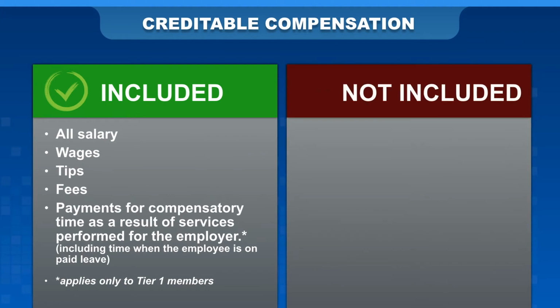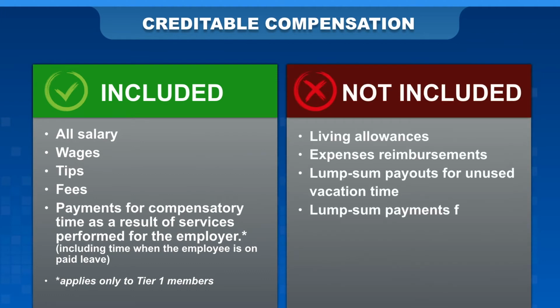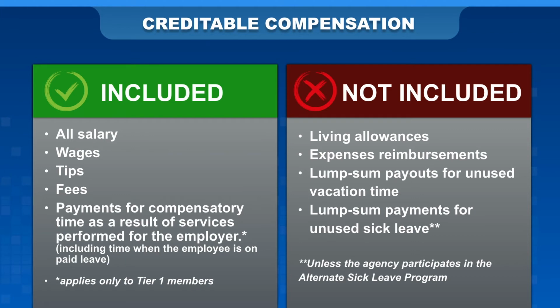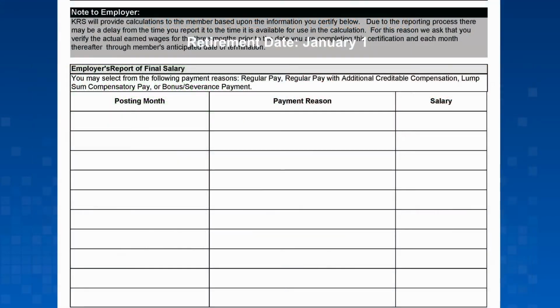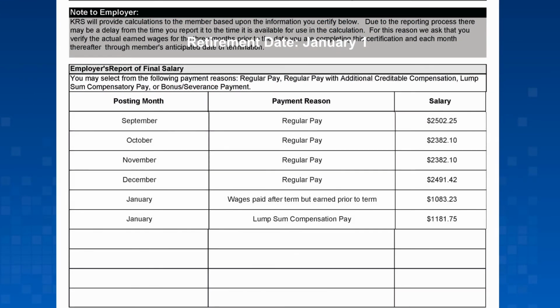What's not included and should not be reported to Kentucky Retirement Systems: living allowances, expense reimbursements, lump sum payout for unused annual or vacation time, and lump sum payouts for unused sick leave, unless the agency participates in the alternate sick leave program. Please verify the final wages or payouts in the month that they were earned, not in the month they were paid, as you would for all other salary.